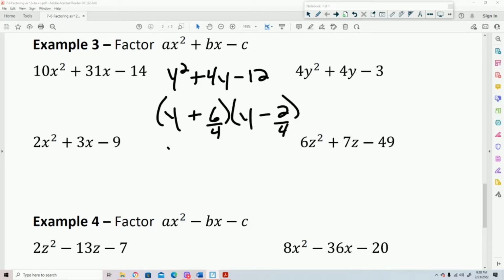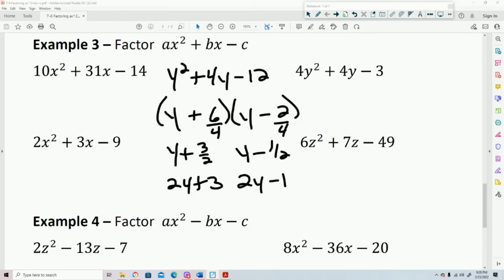We're going to reduce: y plus 3 halves. And this is y minus 1/2. Now, bring this in front of the y. We get 2y plus 3. And then we get 2y minus 1. And there's our factors. Clear.